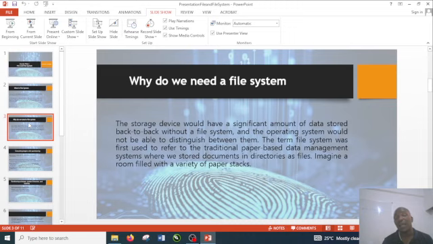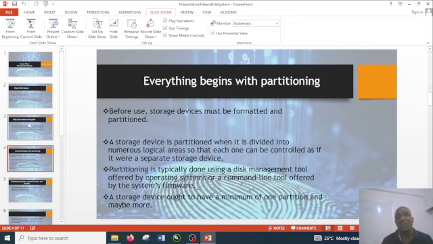So when we are saying that, we need to look a little bit at the file system in terms of what you call the partition. So we say everything begins with partition. So we need to understand that before users or storage devices are used, they are always formatted. Okay, and a storage device is partitioned when the device is divided into numerous logical areas, so that each one of those areas can be controlled as if they were separate storage devices.